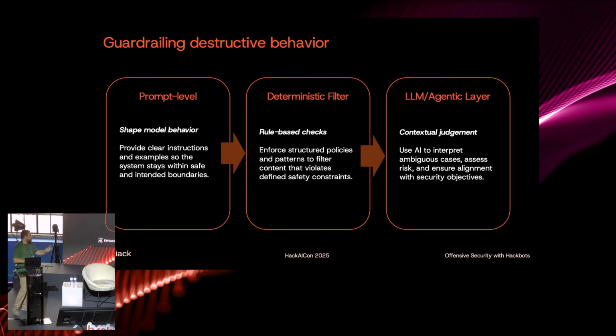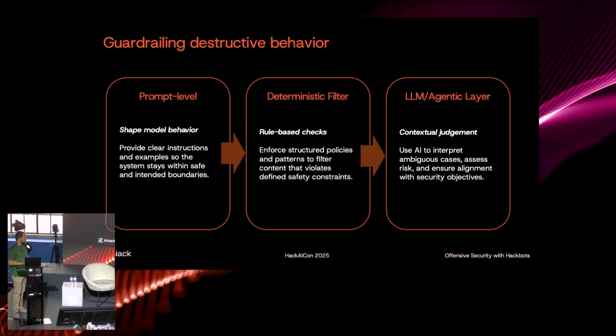And we have 3 layers to do it, and we were able to reduce the probability of these kinds of destructive actions to nearly 0. We have prompt adjustments, a deterministic filter, and an agentic layer. The first layer is the prompt level, where we shape the model behavior, or it could be done also in the model training itself. But if you want to rely on third-party models, you need to adjust the prompts, right? So this is where we guide the AI with clear instructions and examples of what is safe, what should be done, what should not be done, what is ethical and what is not ethical, right?